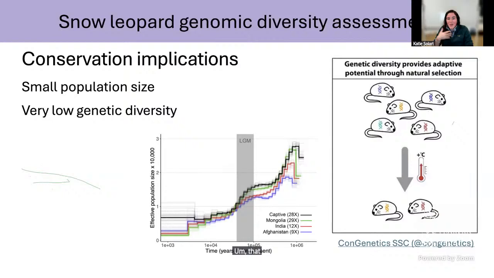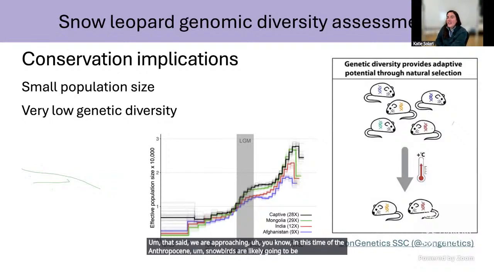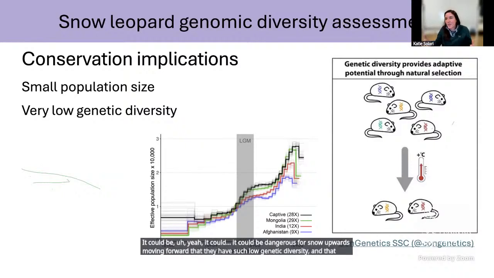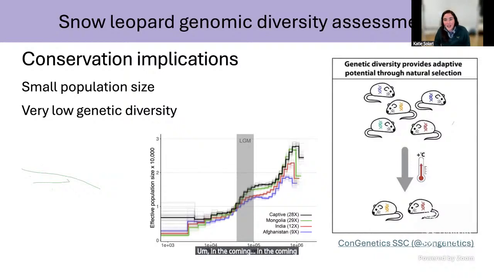That said, in this time of the Anthropocene, snow leopards are likely going to be facing lots of new challenges: climate change, habitat change, new exposure to diseases. So, yeah, it's impossible to say what this means, but it could be dangerous for snow leopards moving forward that they have such low genetic diversity and that they're likely going to be facing so many new challenges in the coming years.